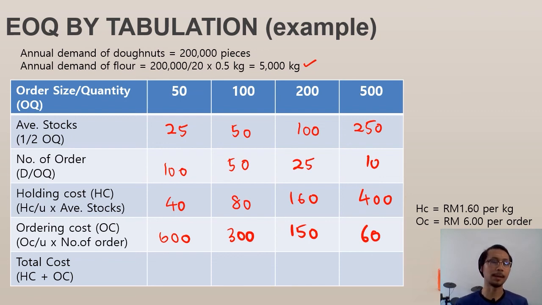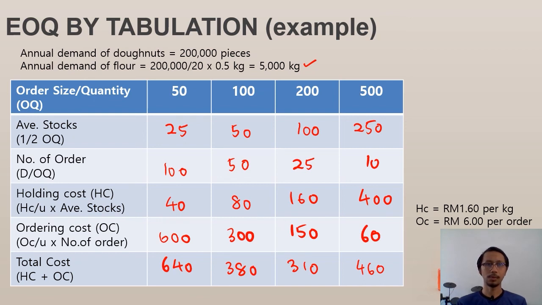In order to complete your table, find the total cost by adding up the holding cost and ordering cost. For example, here it will be 640. For OQ 100, it will be 380. For OQ 200, it will be 310. And for OQ 500, it will be 460.